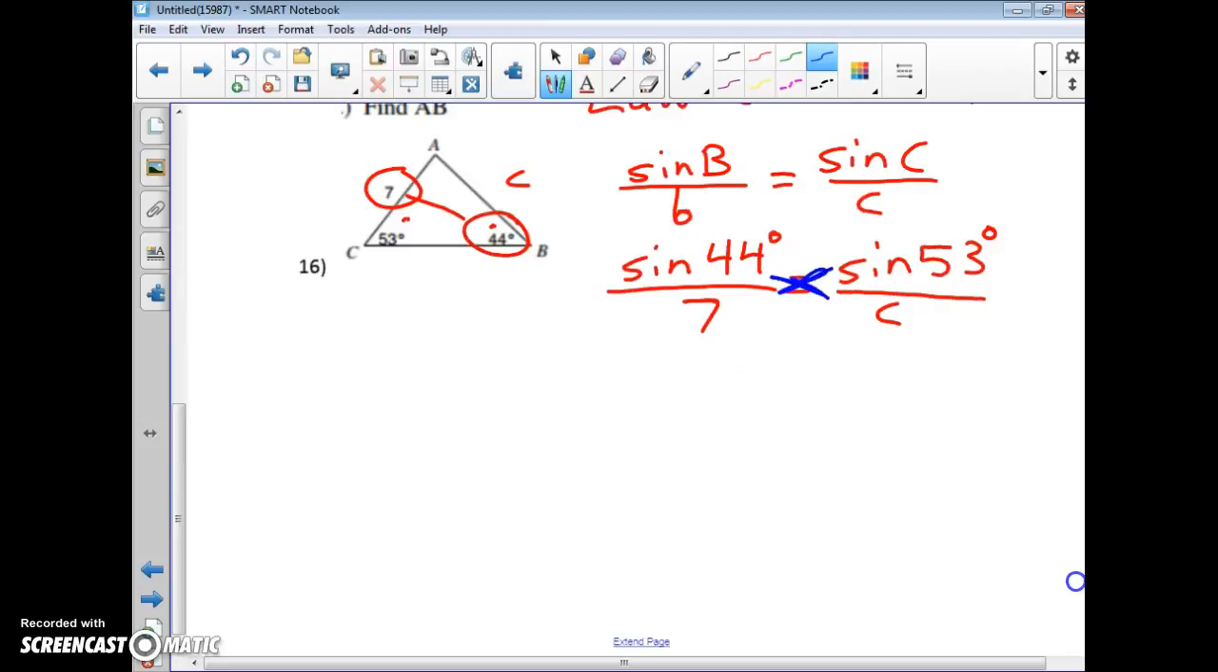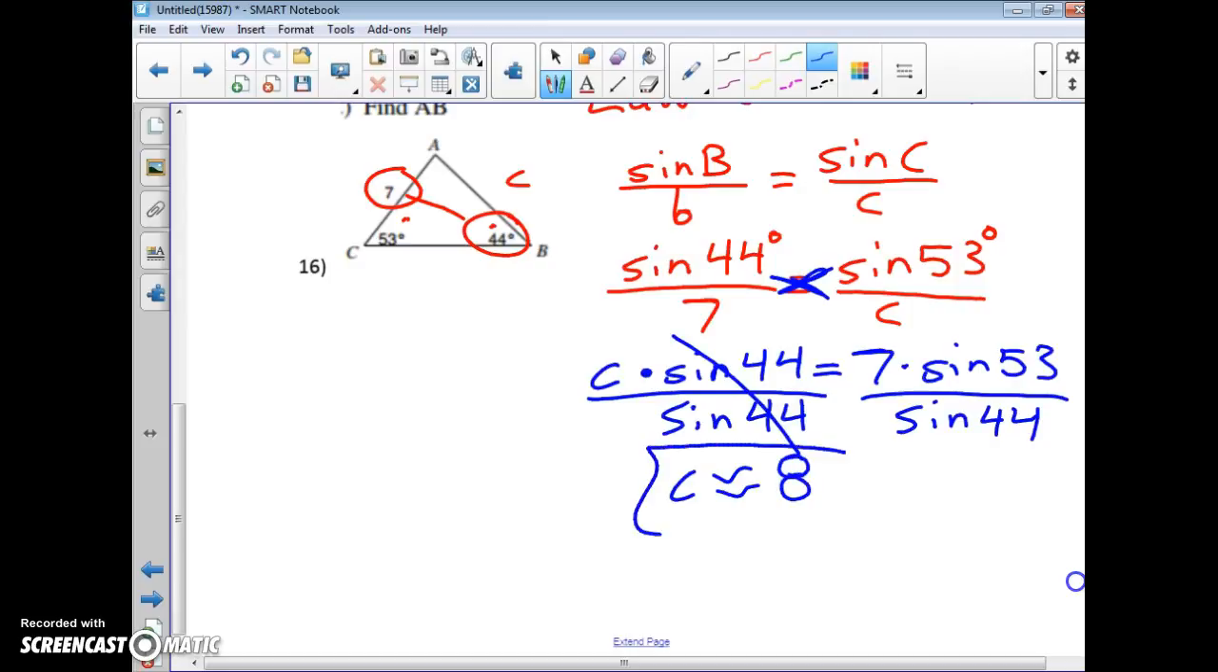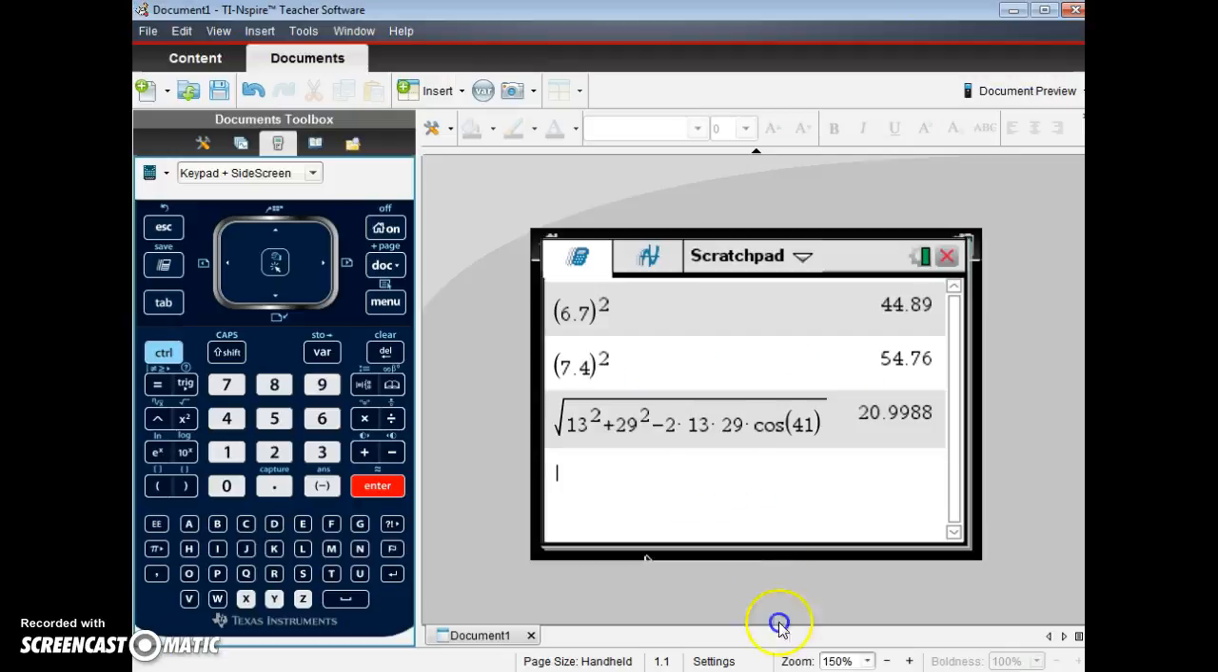Cross multiply here. I've got c times sine of 44 equals 7 times sine of 53. Divide both sides by sine of 44. And again, I'm saving all this to my last step so I can punch it in. So c is going to be about, if you punch all that in, you should get about 8 when you round on up. And again, showing you that for my last step, Control division makes that fraction.